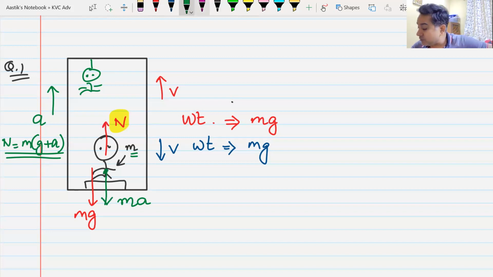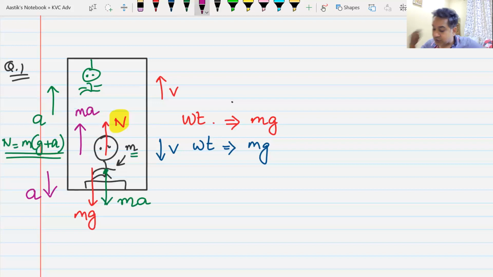What happens when it moves down with an acceleration a? When it moves down with an acceleration a, you will have to apply a pseudo force up, opposite, which will be equal to m into a. In that case, what will be the normal reaction or weight of the body? m into (g minus a). Do we understand this? Yes, sir.